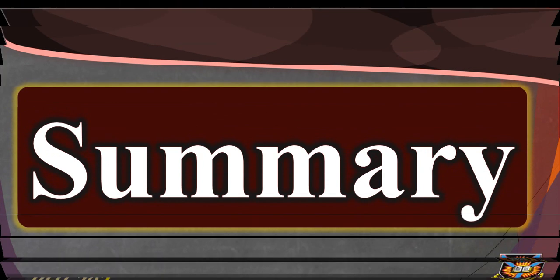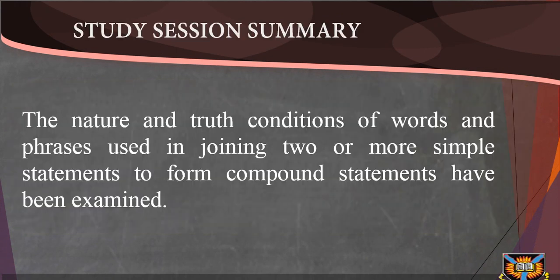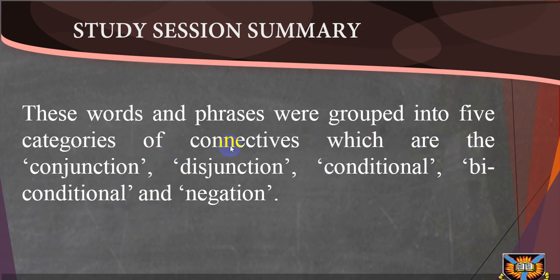Study session summary. In this study session, we examined the nature and truth conditions of words and phrases that we use in joining two or more simple statements to form compound statements. These words and phrases have been grouped into 5 categories of connectives. These are the conjunction, disjunction, conditional, biconditional, and negation.